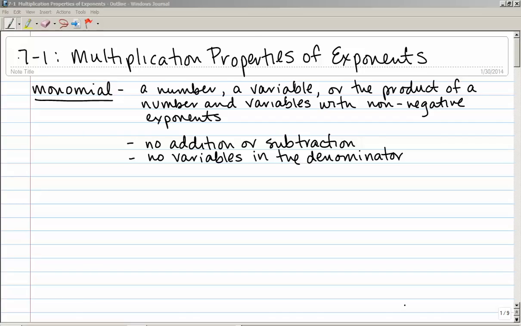Section 7.1 is on the multiplication properties of exponents. Let's start with a definition. A monomial is a number, a variable, or the product of a number and variables with non-negative exponents. A monomial has no addition or subtraction, and it has no variables in the denominator.